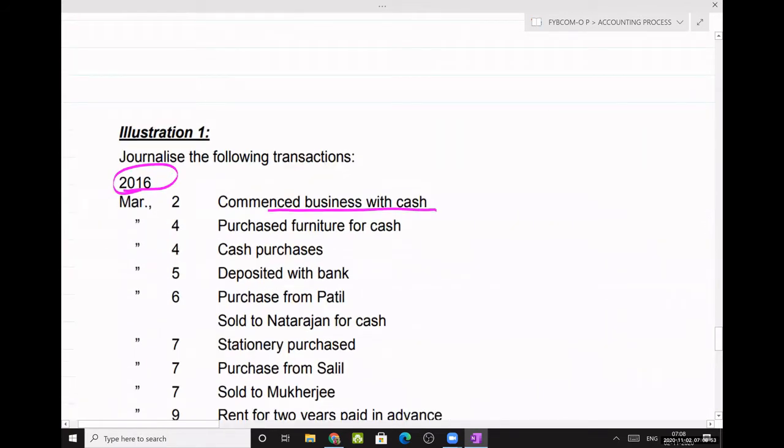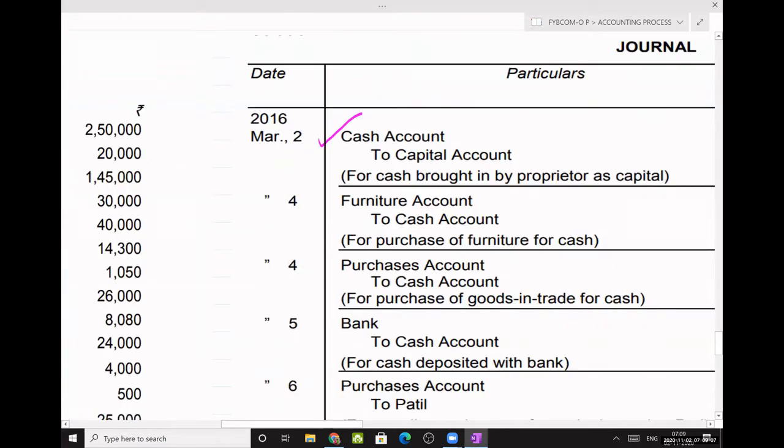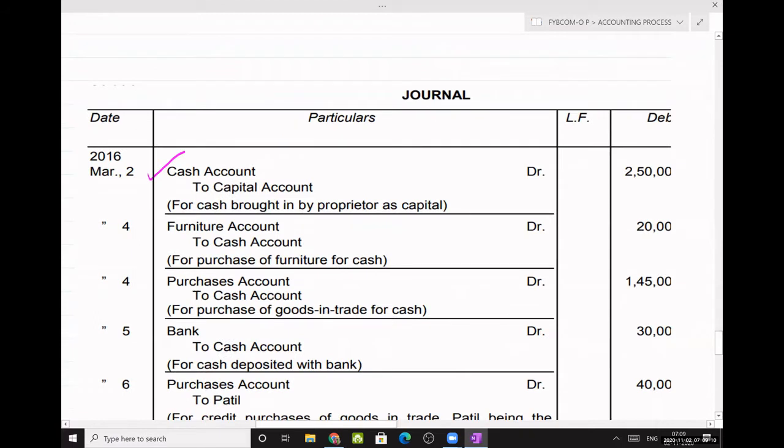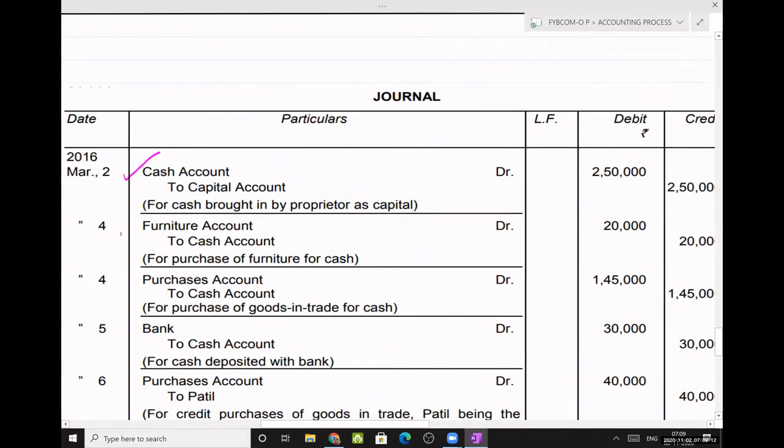Then, 4th March, purchased furniture for cash. So this is an asset. Asset is purchased, and asset is a real account. Debit what comes in. Cash is also a real account. Credit what goes out. So furniture account debit to cash, being furniture purchased for cash.